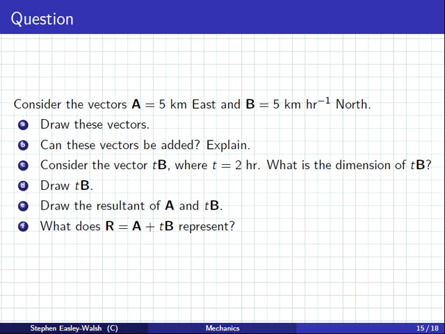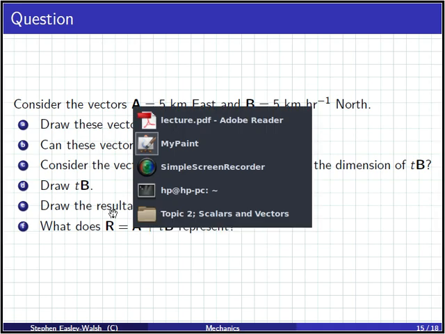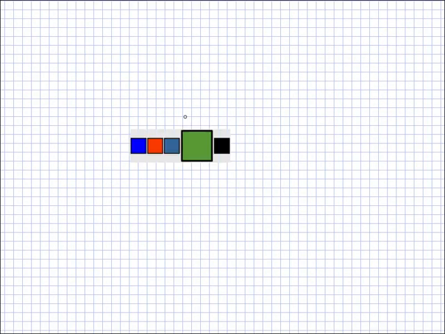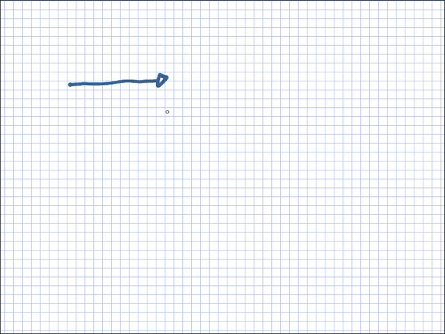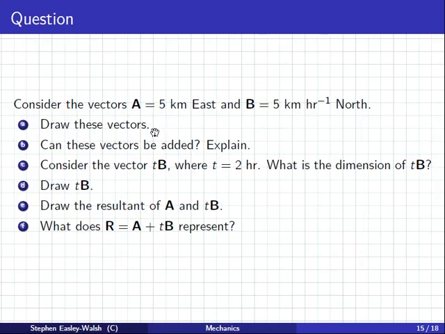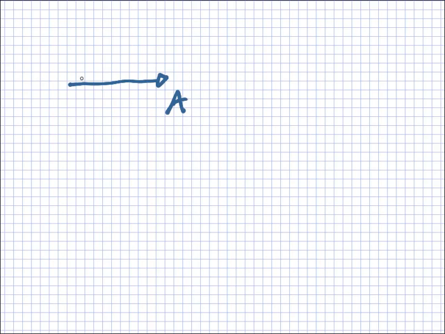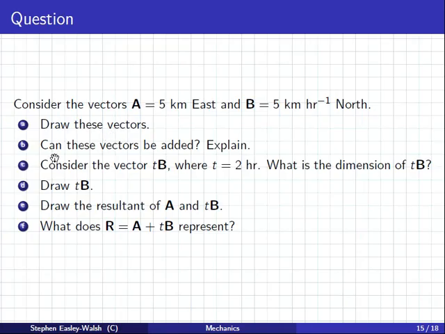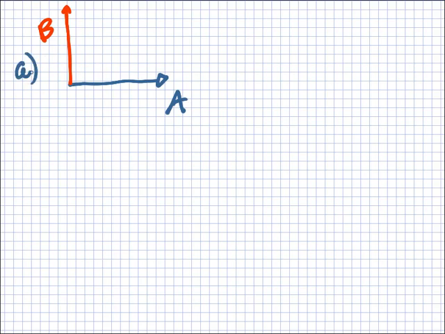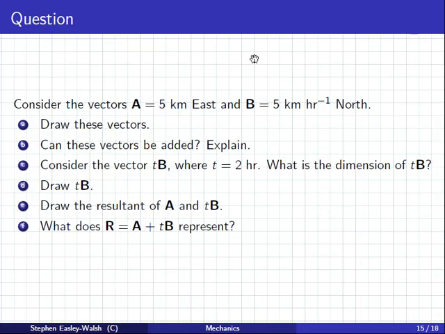Let's have a look at it. So firstly, draw the two vectors. Fine. So here we go. A is 5 kilometers east, so that could be A. And then B is 5 kilometers per hour north. That's part A. Part B, can they be added together?